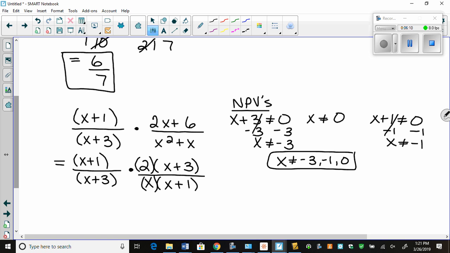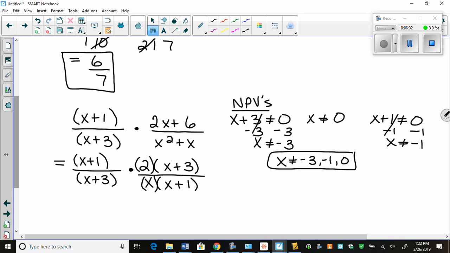So what can I do now? Anything? Yes, because I stated non-permissible values. Remember, if you're like, I never know when to state non-permissible values, the moment you go to cancel, you better have stated non-permissible values. So that's like a hint. If you go to cancel, ask yourself, did I state non-permissible values? If I haven't, I needed to.